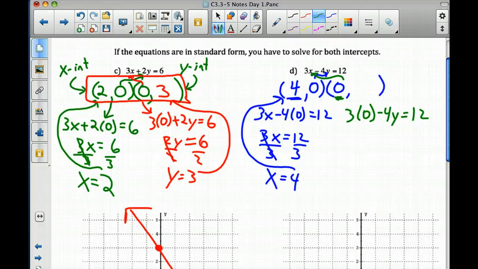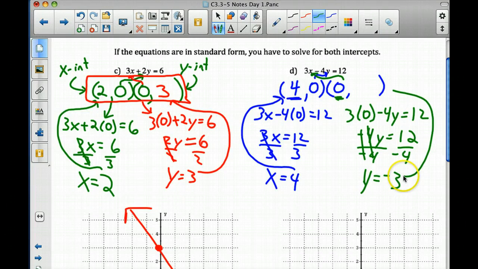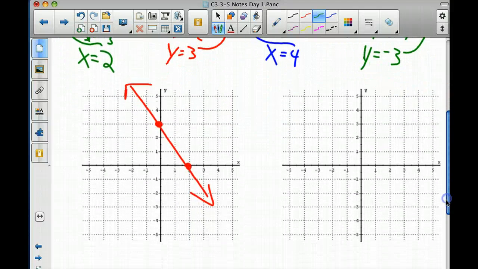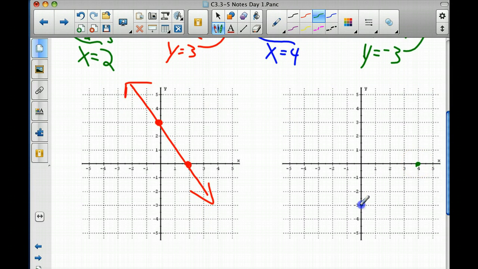Three times 0 is 0. Don't lose your negative sign in front of that 4, please, people. These equations are pretty easy to solve. You'll find that out. How many people got the y to be negative 3 when x is 0? Good. More people. That's great. Plug that in. Negative 3. Box it. Now, go to your graph and graph those 2 points. Draw your pretty line. Go to your graph. 4, 0. 0, negative 3.